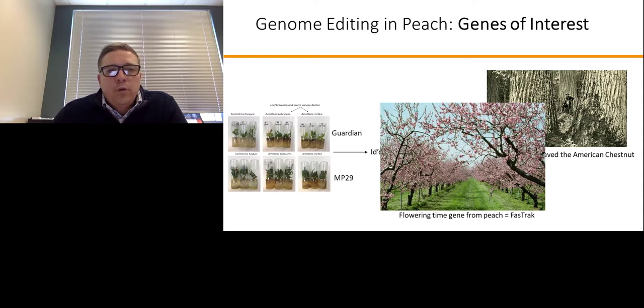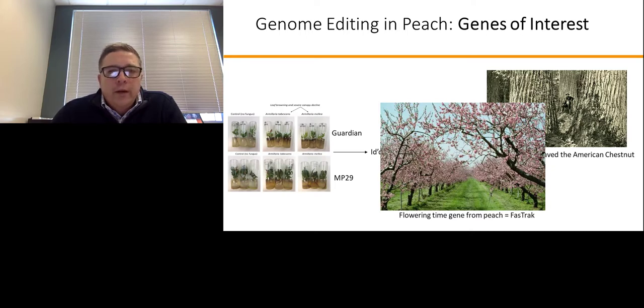Now, another thing that we're doing is not necessarily a resistance factor, but more a tool to enable a much faster paced breeding mechanism for peach. This is called fast track. As many of you know, tree breeding is a very long process. It takes many years for trees to flower.